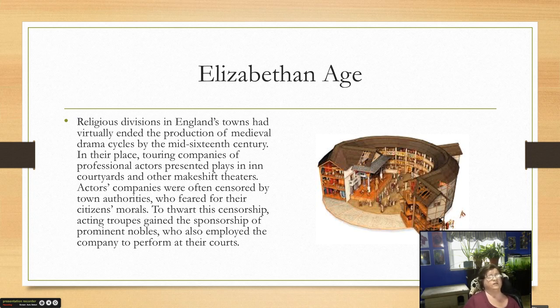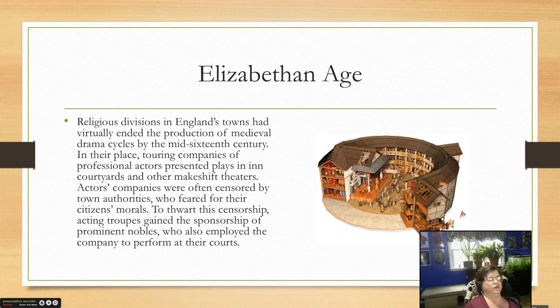In their place, we start to see touring companies of professional actors, which presented plays in courtyards and other makeshift theaters. Actor companies were often censored by the town's authority. They couldn't do something that seemed to oppose the power of royalty. They couldn't do bawdy stories that might affect the citizens' morals. So in order to avoid this censorship, acting troupes gained sponsorship of prominent nobles, who also employed the company to perform at their courts.